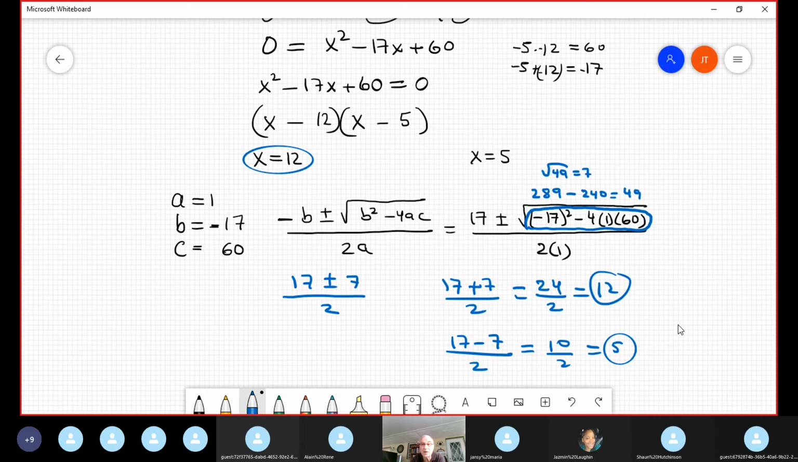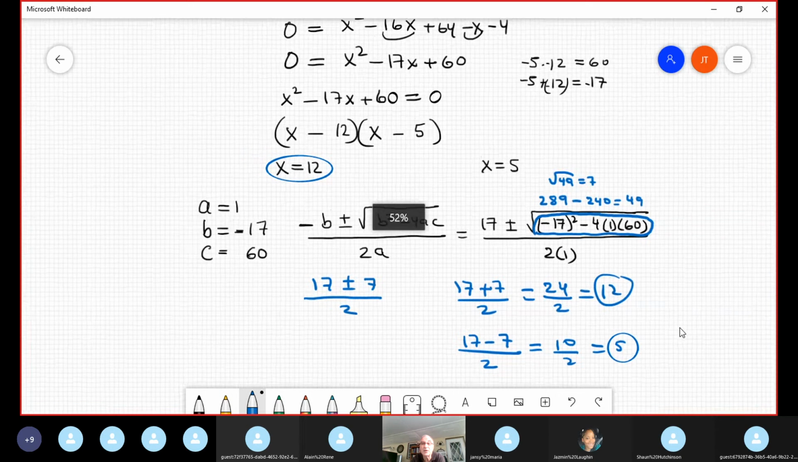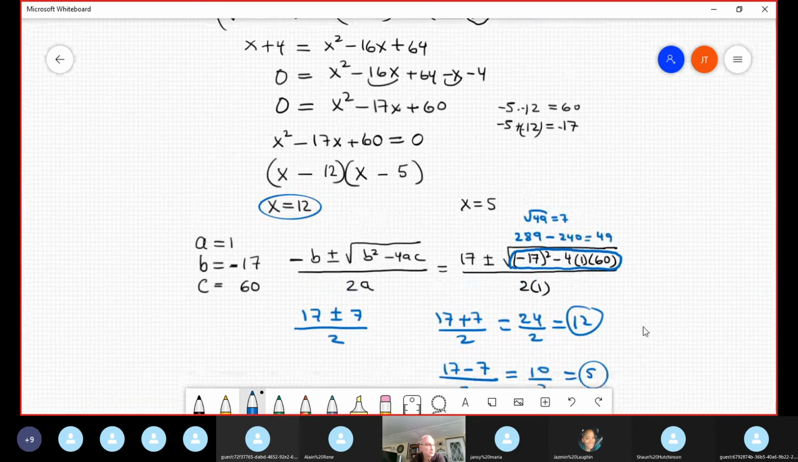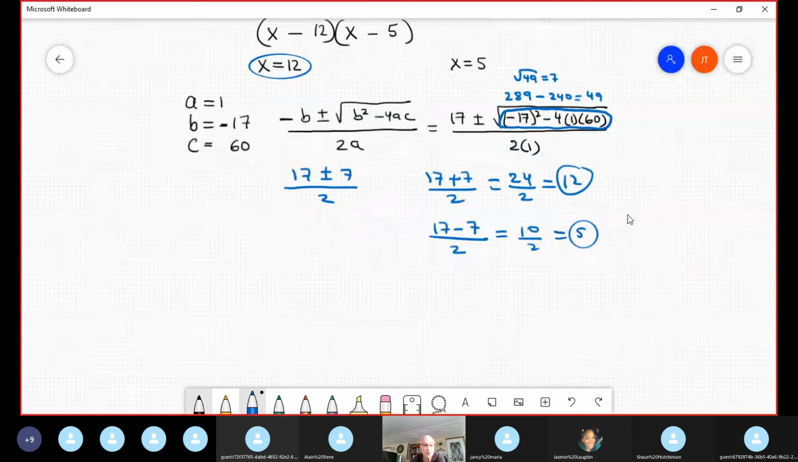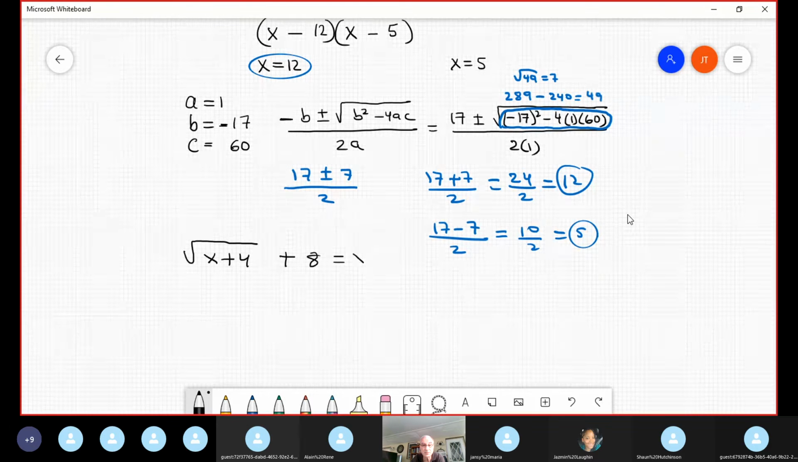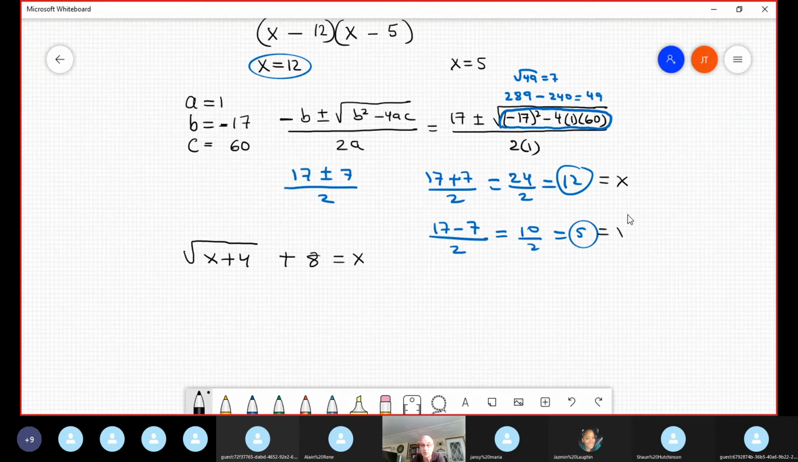Okay, what is the last part? This is the most important part for me. Verification. 12 and 5 into the original equation. Let me copy the original equation. The original equation was square root of x plus 4, plus 8 outside the radical, should equal x. I need to verify for x equal 12 and x equal 5.